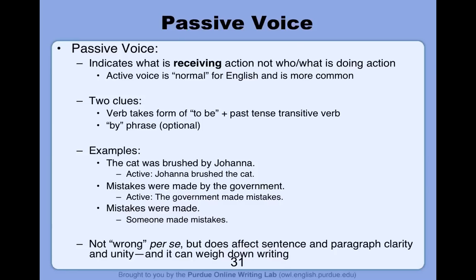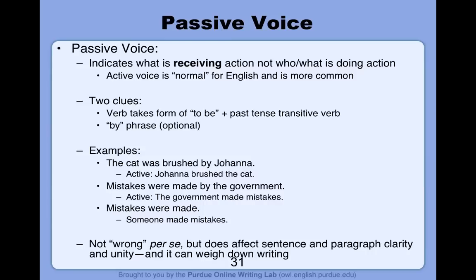The next thing we're going to talk about in this lecture is passive voice. Passive voice, what is it? It indicates what is receiving action, not who or what is doing the action. Typically, active voice is normal for English, and it's more common. And honestly, active voice tends to be much more interesting to read and more engaging to read.